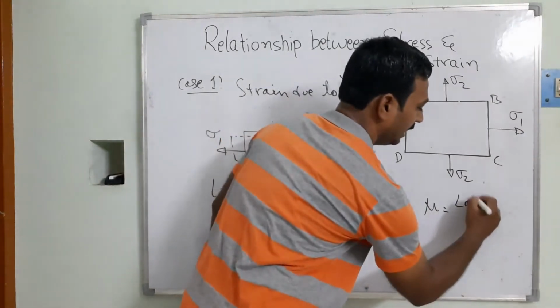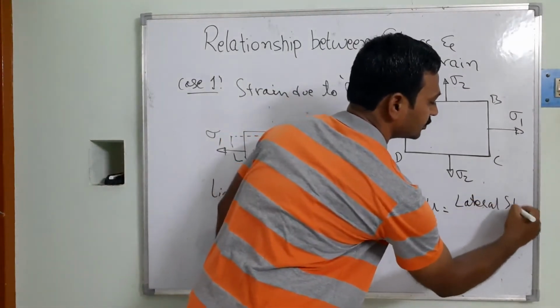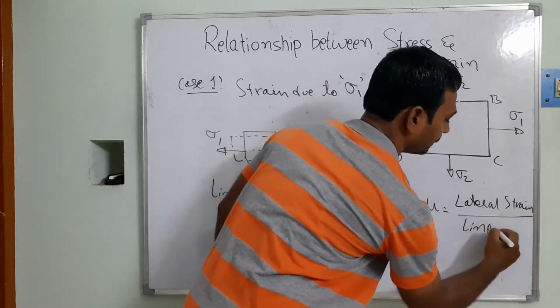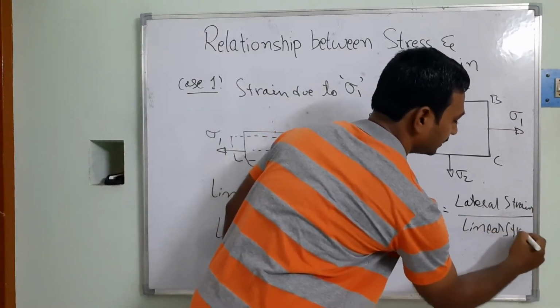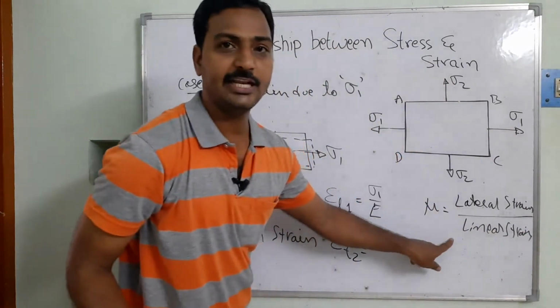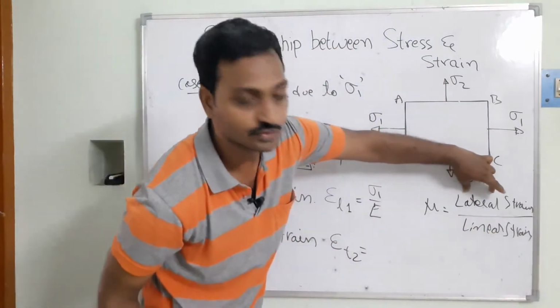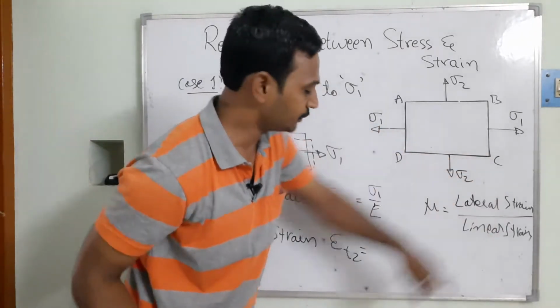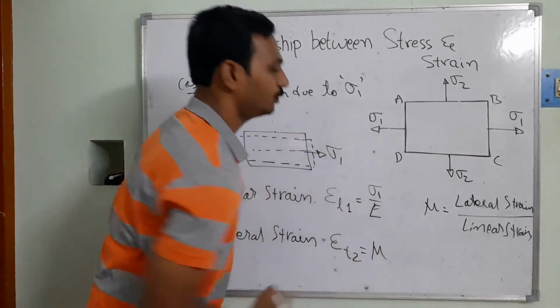That's going to be lateral strain by linear strain. So can you see here? The lateral strain by the linear strain. Now I want the lateral strain. So what is the lateral strain here? That's going to be Poisson's ratio into the linear strain. So I am going to be taking the mu into the linear strain.